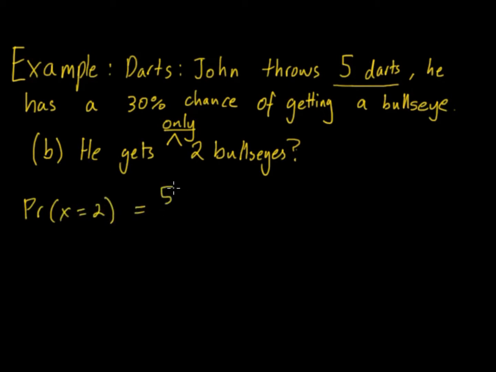Therefore we have 5c2. Remember there are still 5 trials, same question, times p, which we've calculated before as 3 on 10, to the power of 2. Now what is q? I've already mentioned that q is 1 minus p, so it's going to be 7 on 10. If the chance of him getting a bullseye is 30%, then the chance of him not getting a bullseye is going to be 70%. And that is to the power of 3.